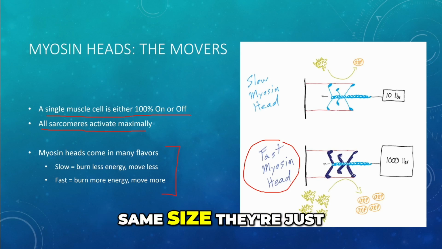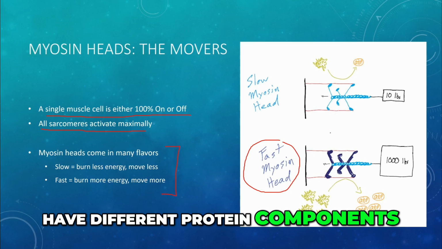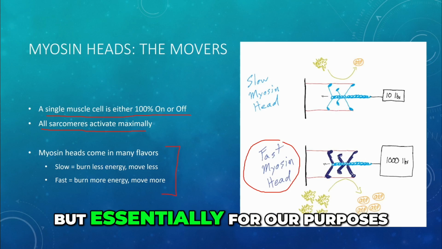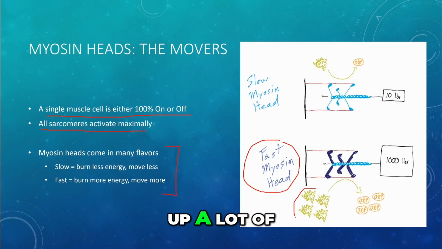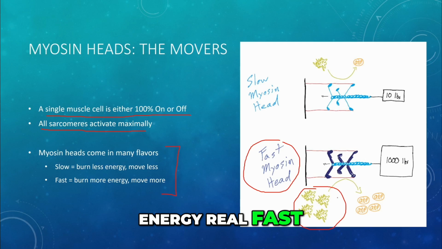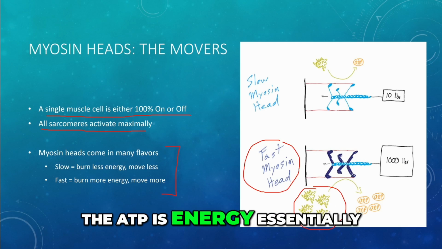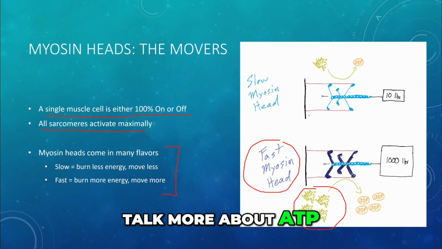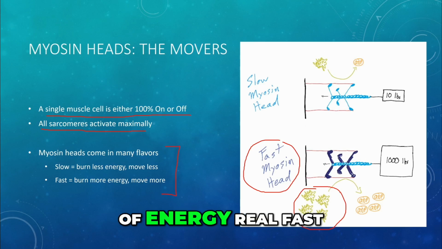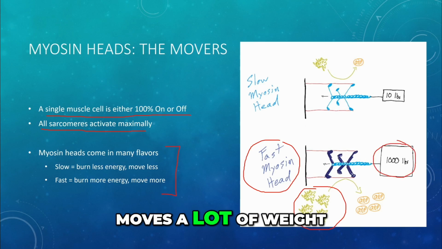probably the same size. They just have different protein components. But essentially for our purposes, these are big, strong movers that eat up a lot of energy real fast. The ATP is energy essentially, and that'll be the next chapter as we'll talk more about ATP. Eats up a lot of energy real fast, moves a lot of weight.